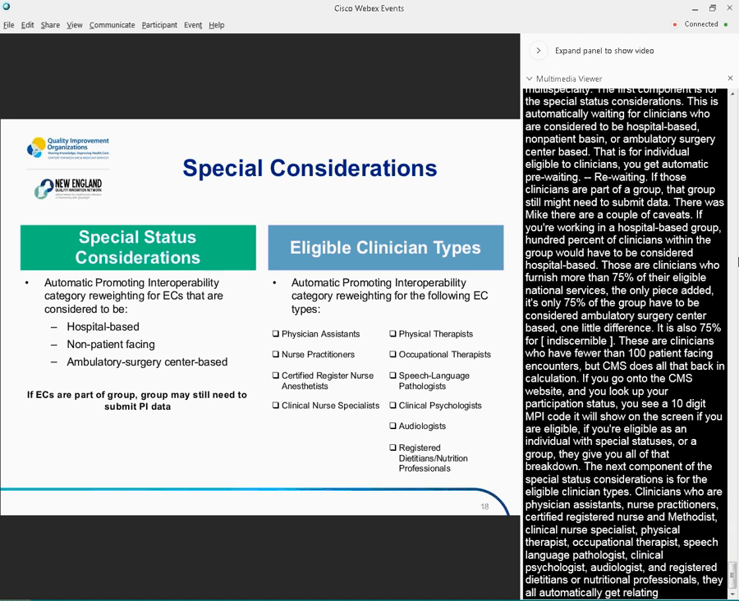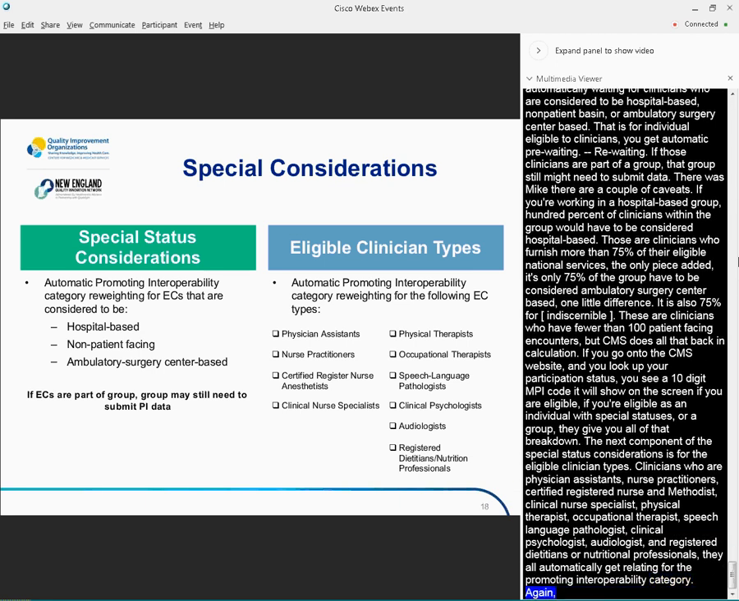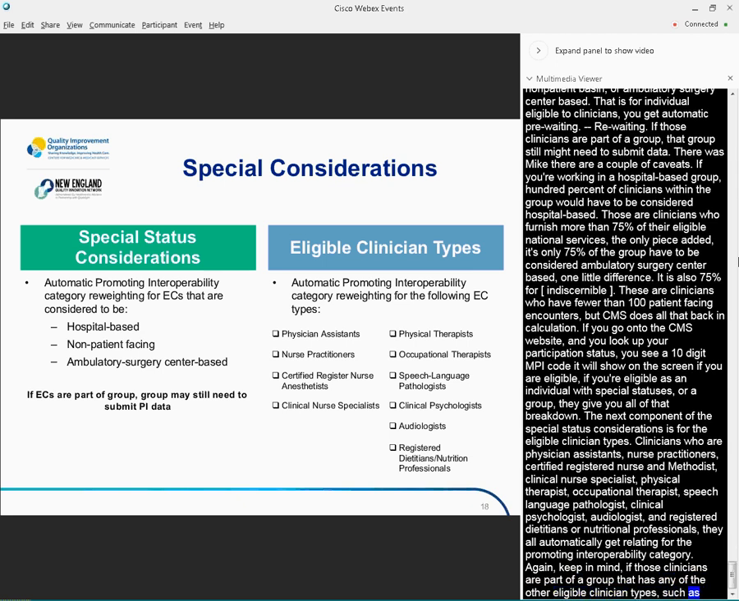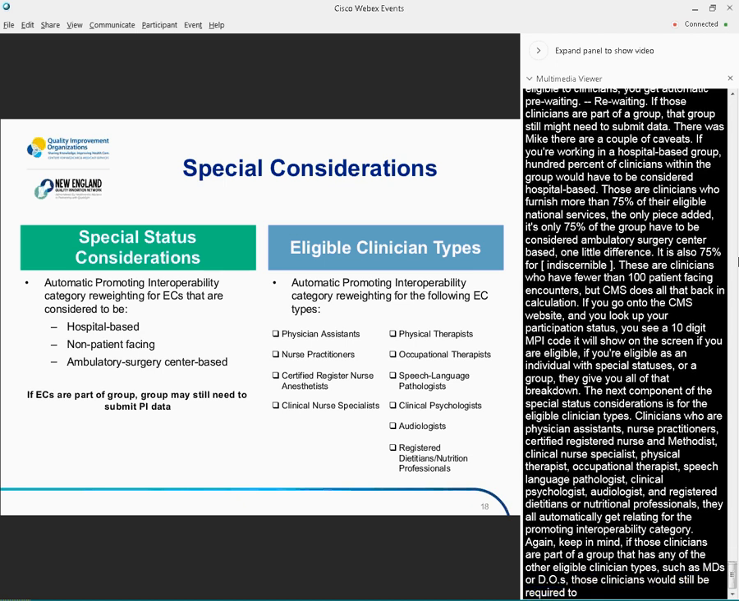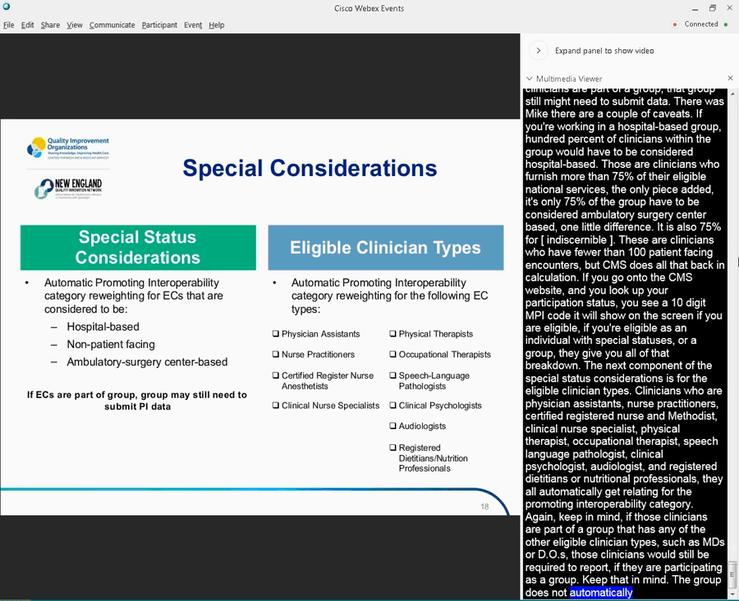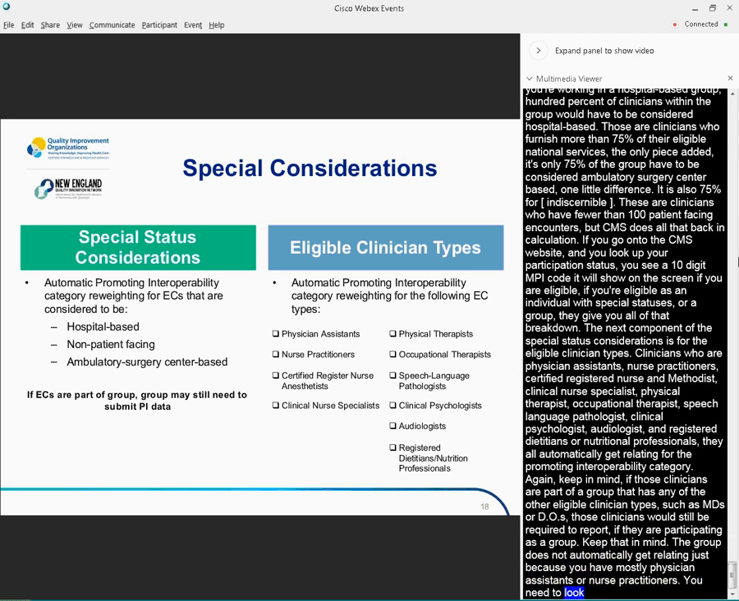However, again, just keep in mind, if those clinicians are part of a group that has any of the other eligible clinician types, such as MDs or DOs, those clinicians would still be required to report if they are participating as a group. So just keep that in mind, that the group doesn't automatically get reweighting just because you have mostly physician assistants or nurse practitioners. You need to look at the whole picture and say, okay, as individuals they're excluded, but as a group we all have to report data.